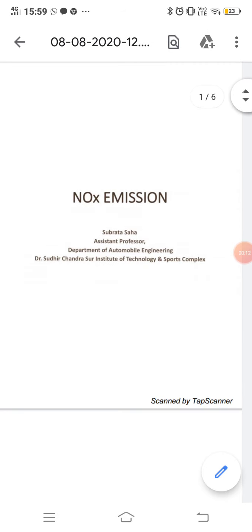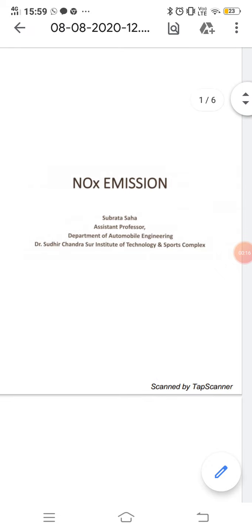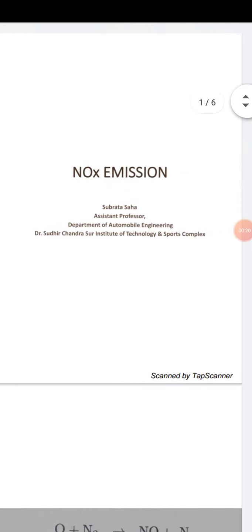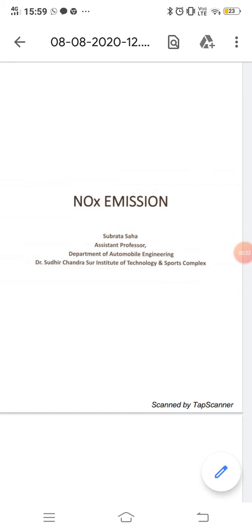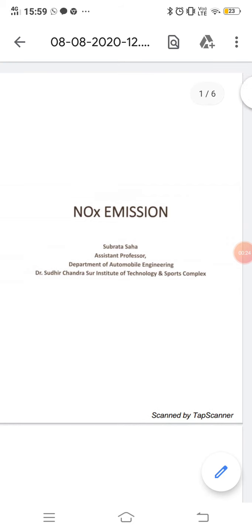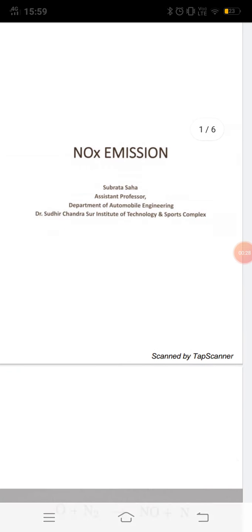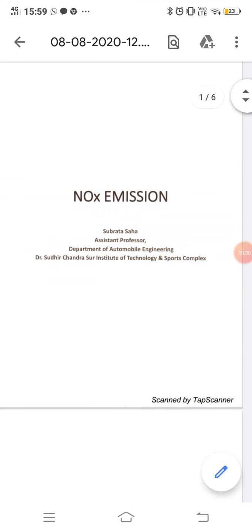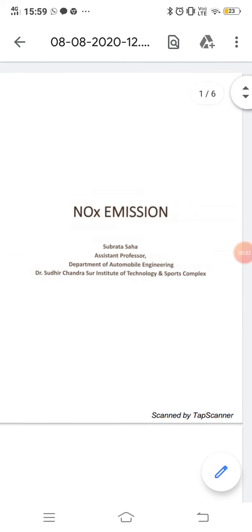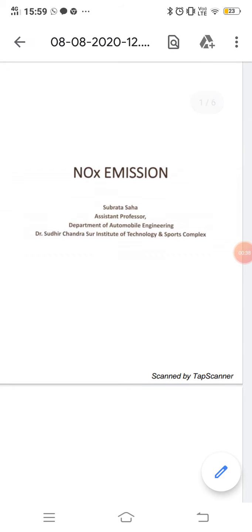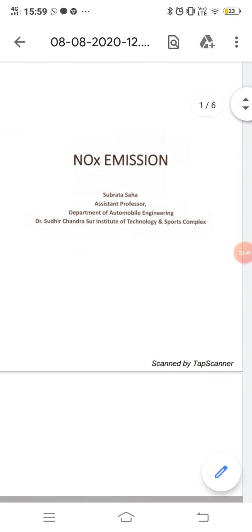I am a faculty member of Automobile Engineering, and my topic today is NOx emissions from an IC engine. In the previous lecture, we discussed hydrocarbon emissions and carbon monoxide emissions. Today I am going to discuss the oxides of nitrogen emissions, or NOx emissions.